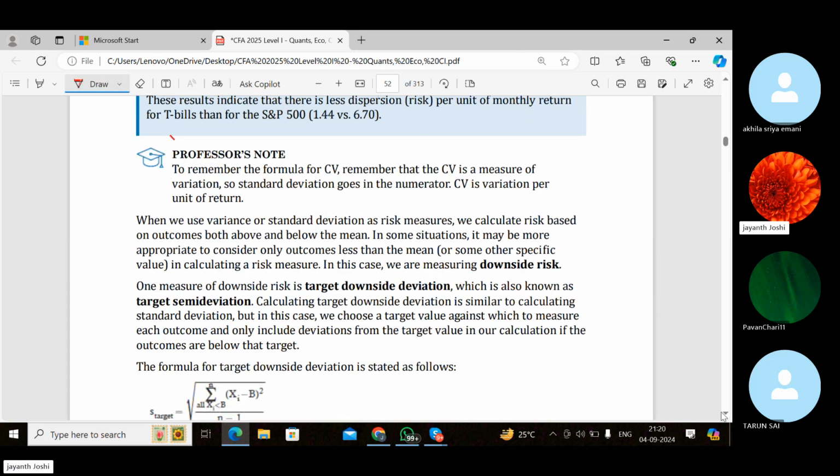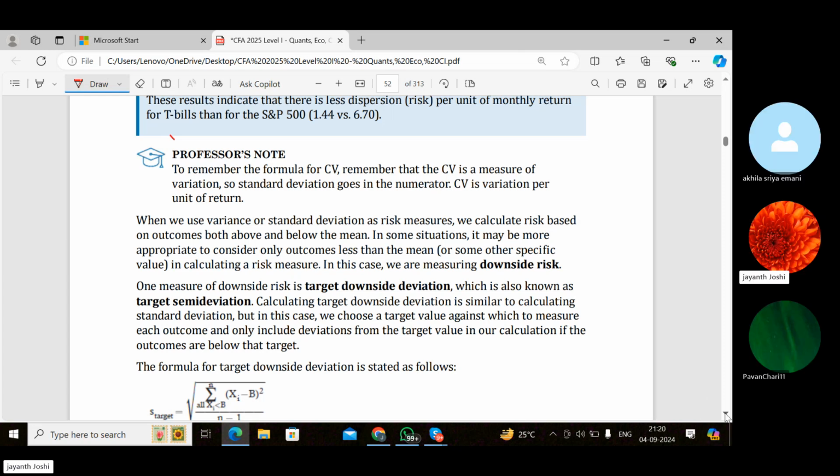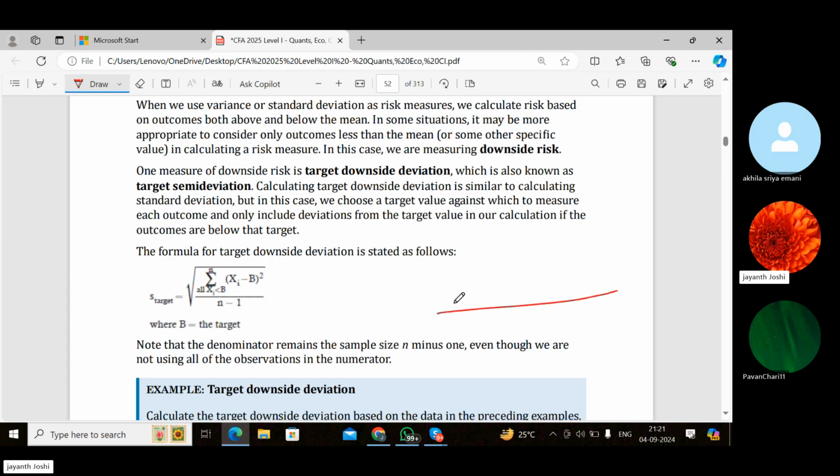Now comes the target downside deviation. See, when I explained to you about standard deviation, I was always explaining with the help of a normal distribution curve.